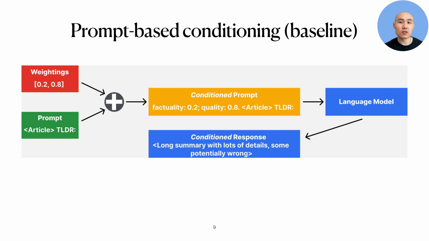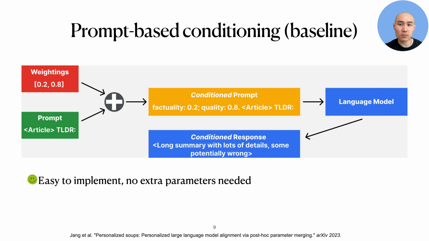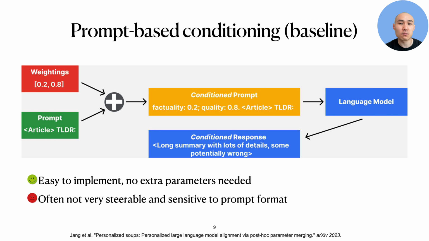Now let's get into the technical details, where a natural question arises. How can we condition a model on the weightings? Do we just feed it in as part of the prompt? Well, this is indeed a natural baseline, and we call this the prompt conditioning baseline. This conditioning mechanism is easy to implement and doesn't require changing the architecture of the neural net, which is very convenient. However, we found that prompt conditioning is often not very steerable, especially for smaller models.